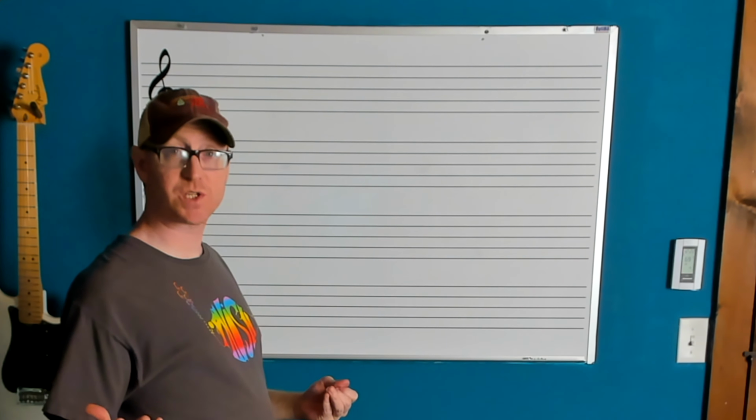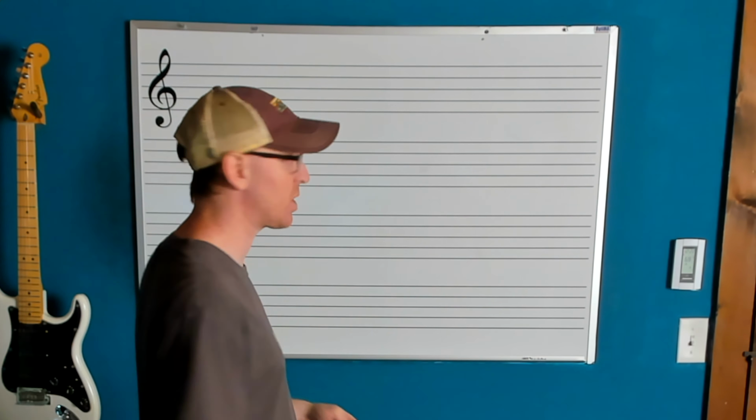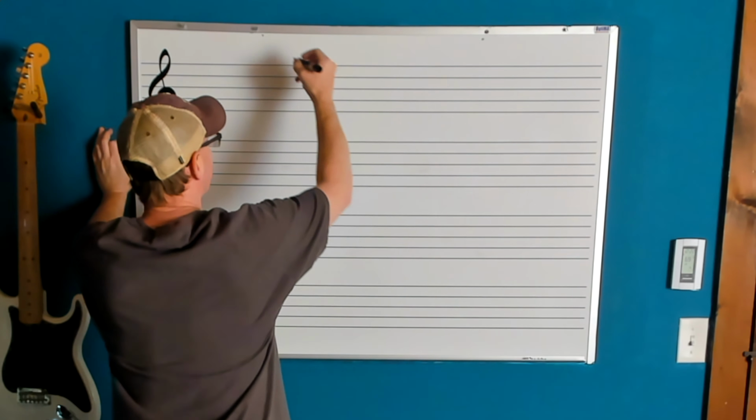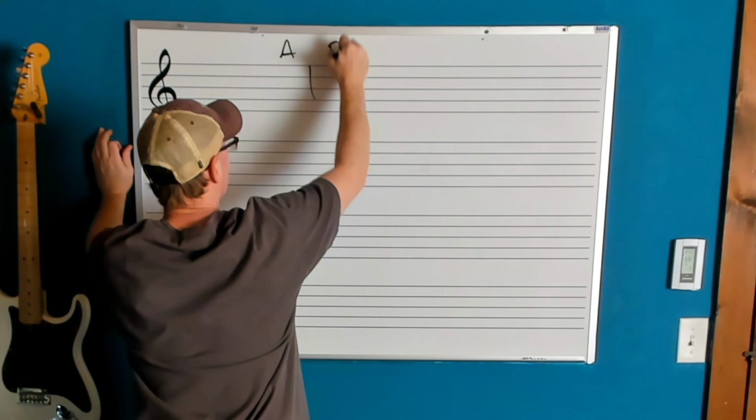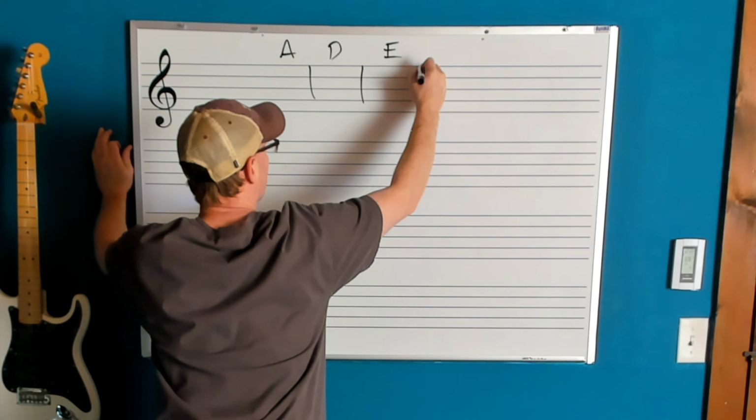All right, the first PHISH song I want to show you is Sample in a Jar. We're going to do the chorus first, which goes A, D, E, D.